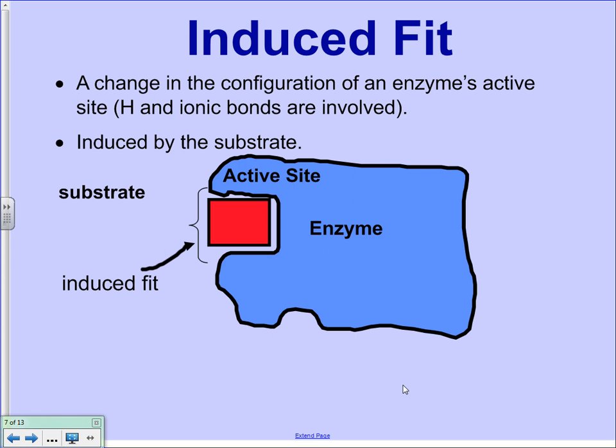Okay, now there's the concept of induced fit. When the substrate interacts with the active site, the enzyme changes its shape. And this is largely due to hydrogen and ionic bonds. And so we can imagine, going back to our Pac-Man analogy, that when the Pac-Man comes near the little ball, its mouth closes and it eats it. In a way, that's what happens.